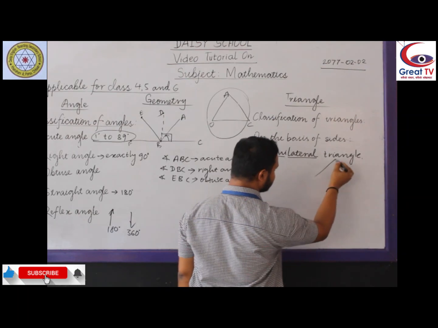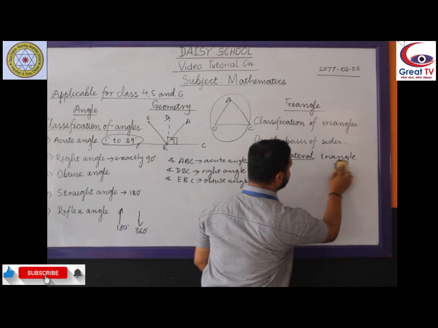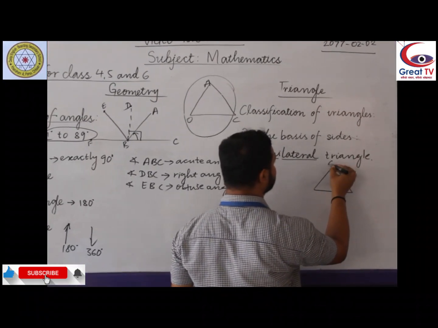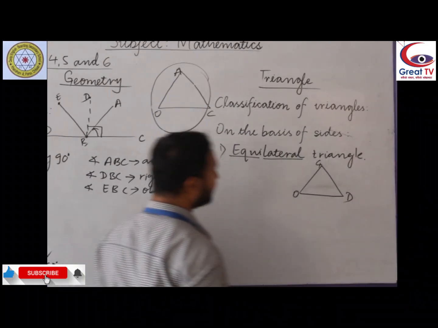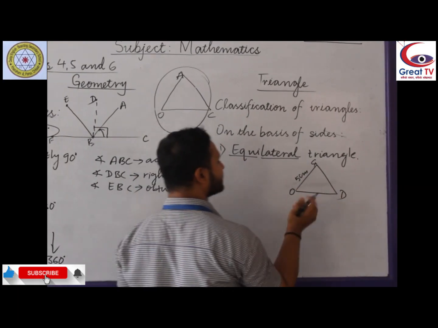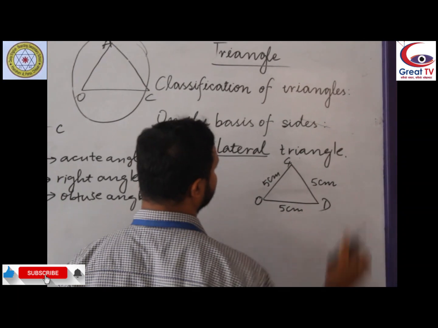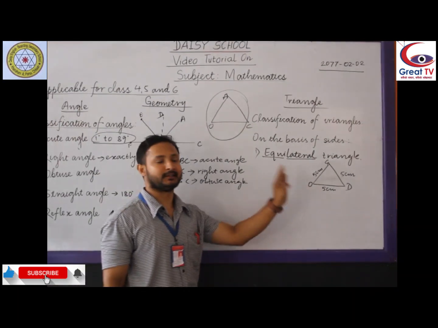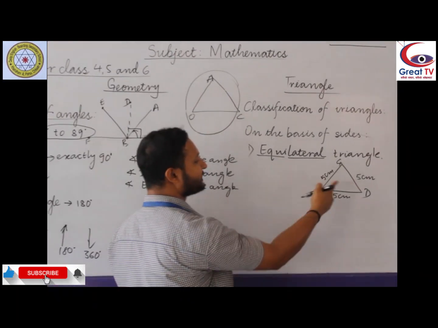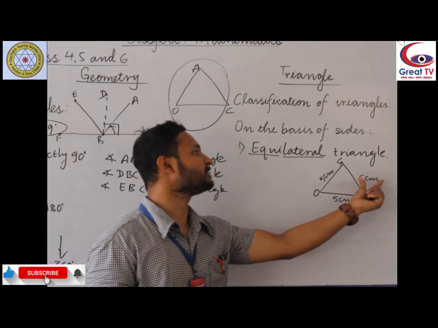Look here. Suppose this is a triangle GOD, and if this GO is 5 cm and OB is also 5 cm and DG or GD is also 5 cm, then this type of triangle is called an equilateral triangle. Because all the laterals, all the sides, all the arms are equal in size. This is also 5 centimeter, this is also 5 centimeter, this is also 5 centimeter.